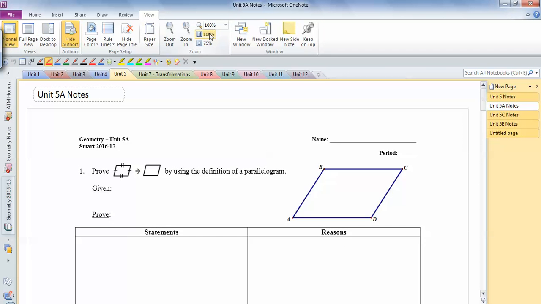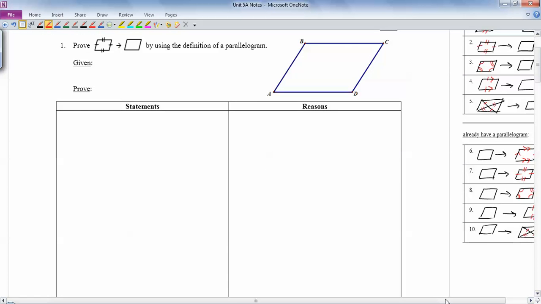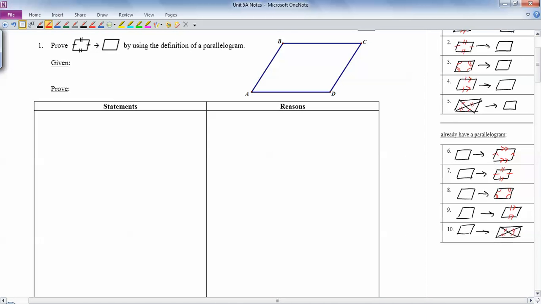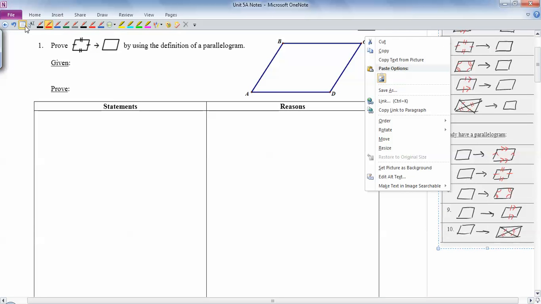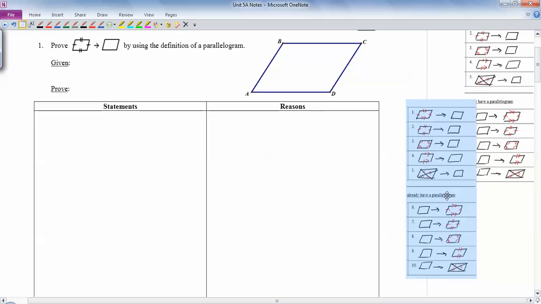And then let me full page view. I'm going to paste that picture over here that we just had and reference that once in a while. So let me shrink that down. We'll just keep it as a reference over here.